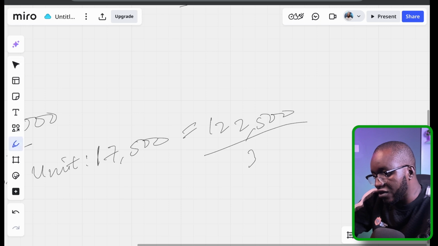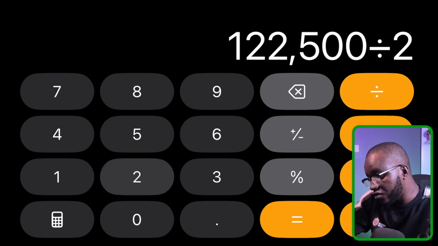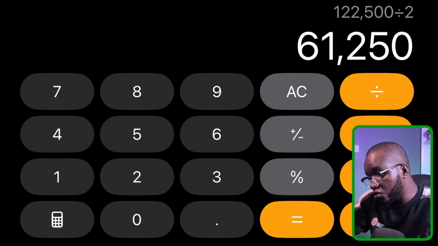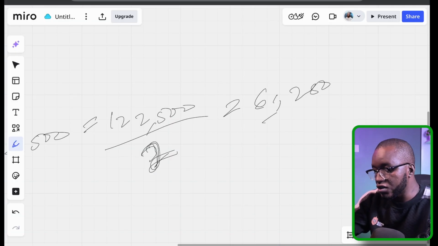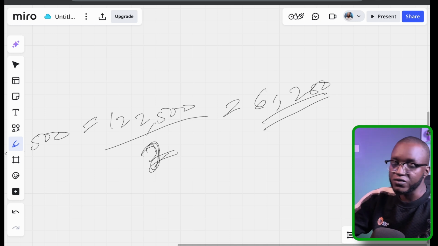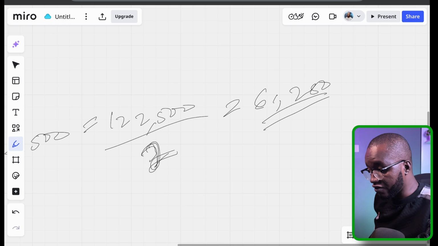So we divide this by 2. Let's go back. Divide by 2, which gives the total of 61,250. So this is the realistic expectation of what you are supposed to generate with the advert.